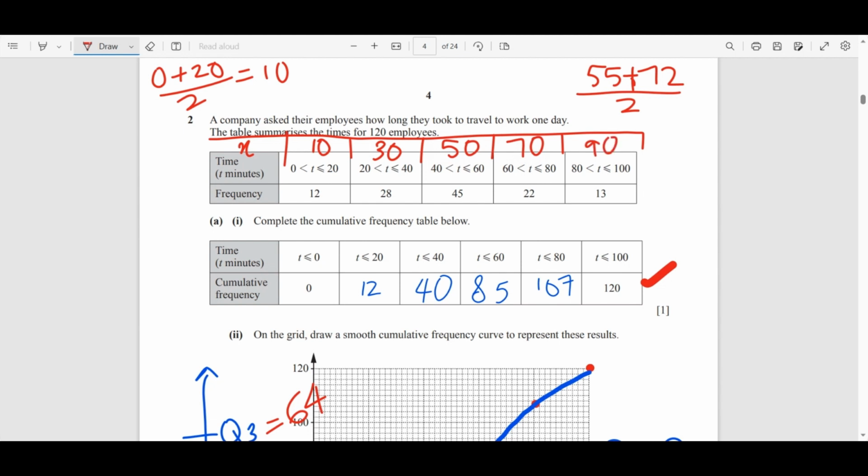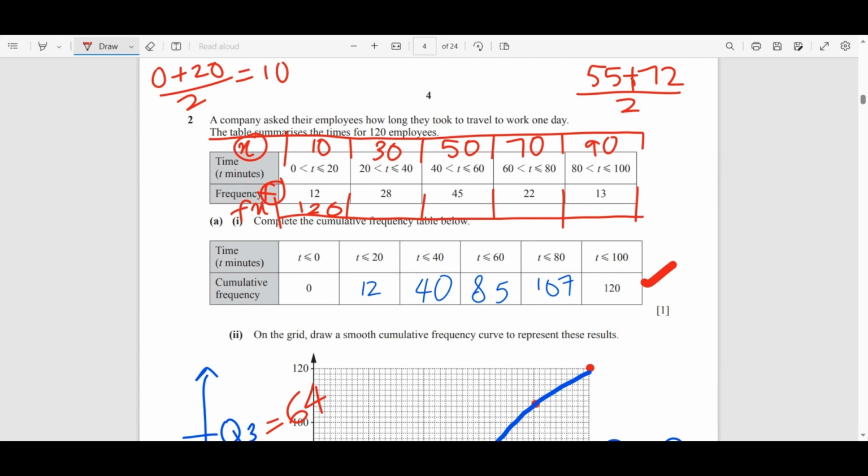So for mean, first we need to find the class mark, I mean, the midpoint x. And then we need to calculate fx. Now what fx means, this is f and this is x. We need to multiply these. I'm just going to extend the table. There's no space here. Right, so 12 times 10 is 120. Fx actually means you have to multiply f with x.